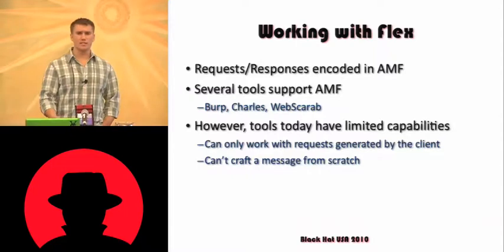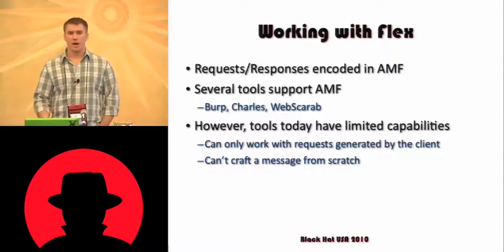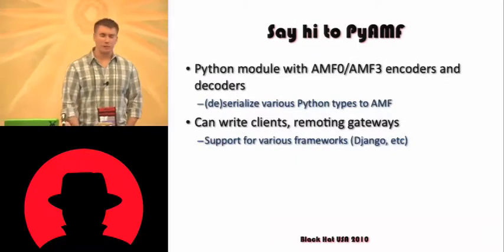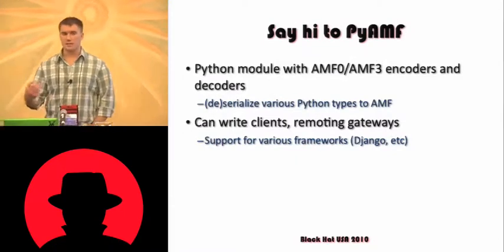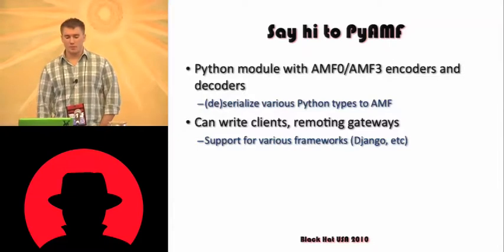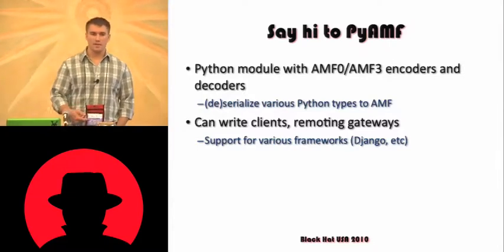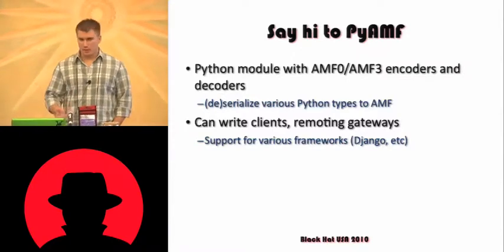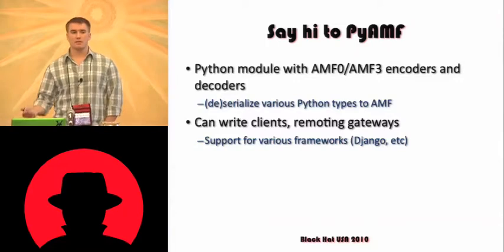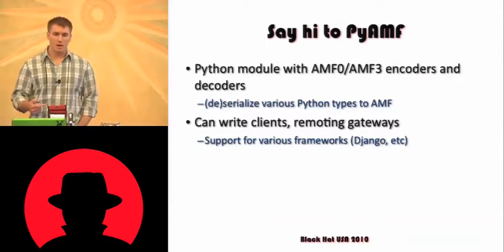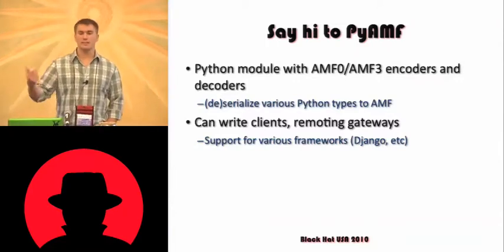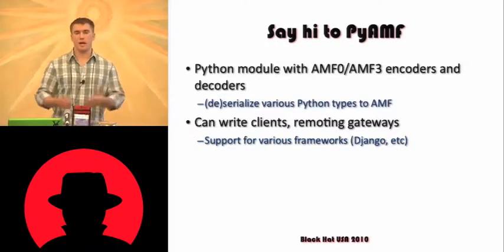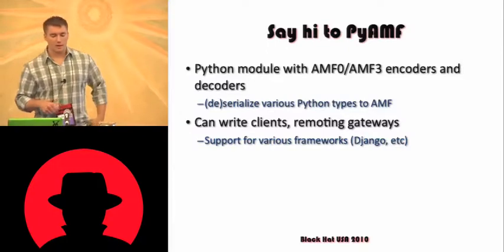And you can't add requests, you can't add properties to AMF messages. So one of the modules out there available for Python is PyAMF. It has the AMF encoders and decoders. They allow you to serialize Python types into action message format. So take, for example, a Python datetime object. That'll get serialized into an AMF datetime, which then, when BlazeDS, the remoting server, receives that, it'll decode it into like a Java util.date object.